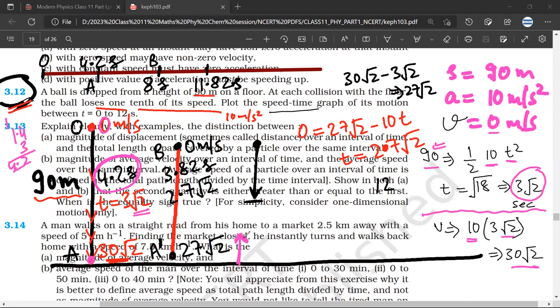So when it goes back with 27 root 2, I am assuming this part to be called A dash B. So at A dash here the velocity is 27 root 2. Then this part B, because it has lost velocity, so that is why if you see this B is lower than A. Are we clear about this?